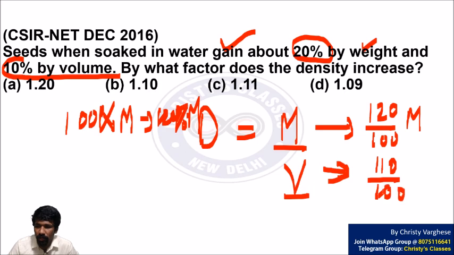Percentage means out of 100. 110 by 100 of V. Because V means 100% of V. To that, 10% of V is added, which means 110%. Logically you can think like that.